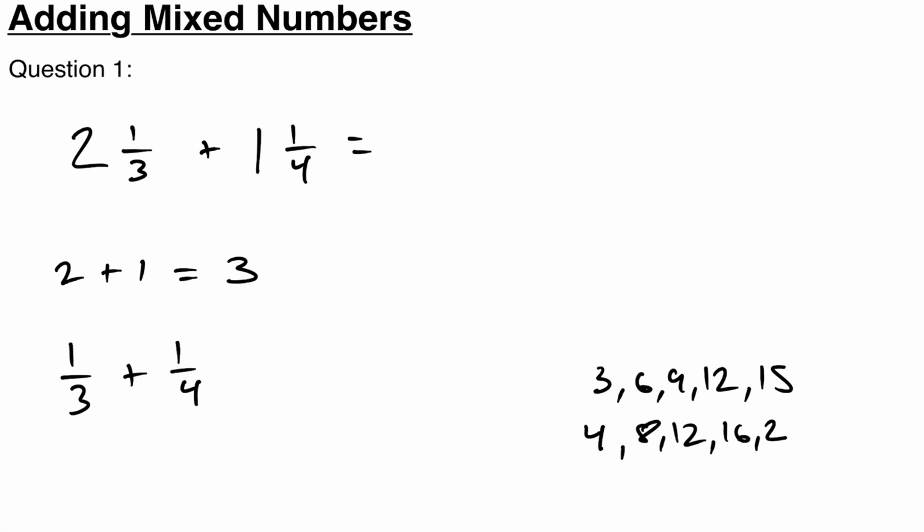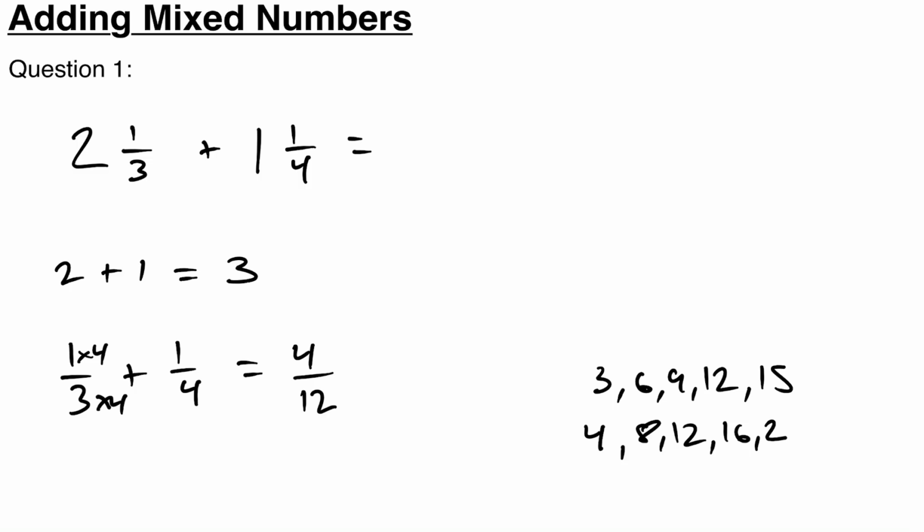And so now we have to make each denominator 12. So how do we do that? For 3, we have to multiply by 4. And what we do to the bottom, we have to do to the top. So we multiply the bottom by 4, and then we're going to multiply the top by 4. And that'll give us 4 for the numerator, as 1 times 4 is 4, and then 12 for the denominator.